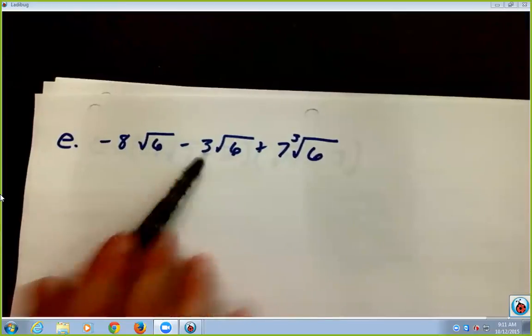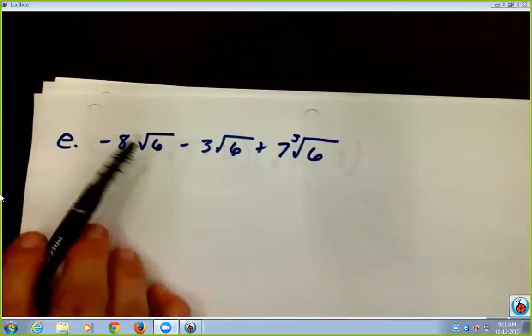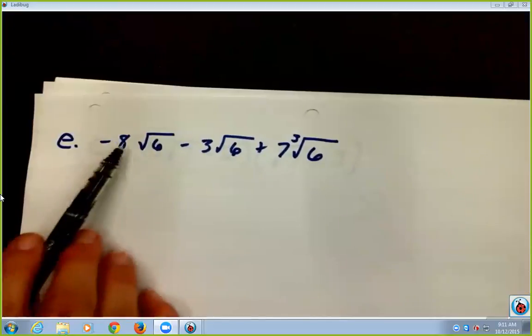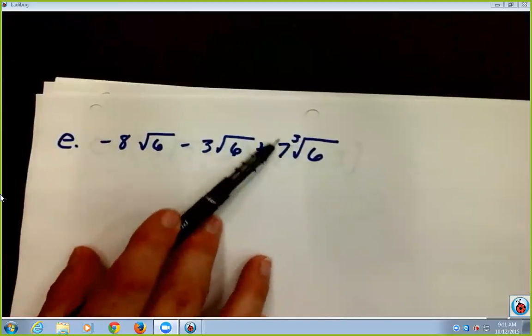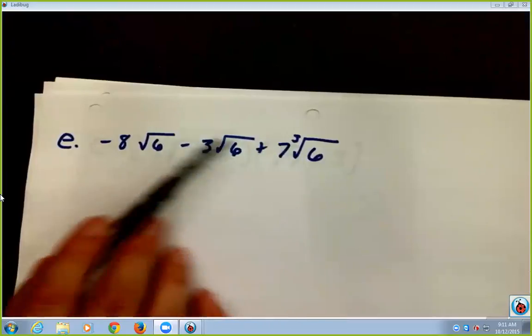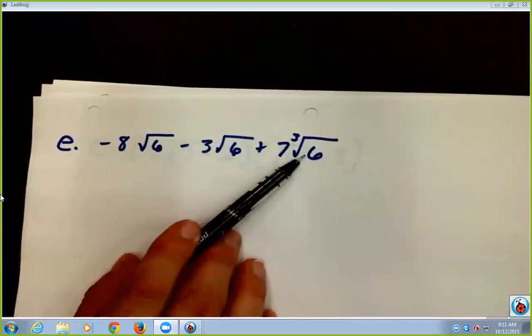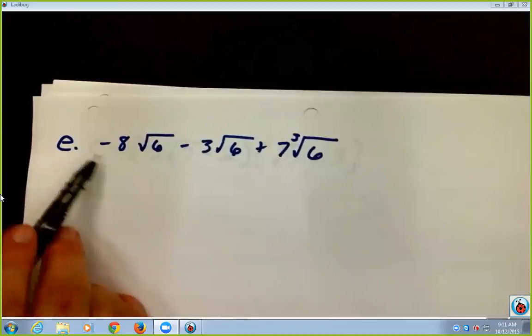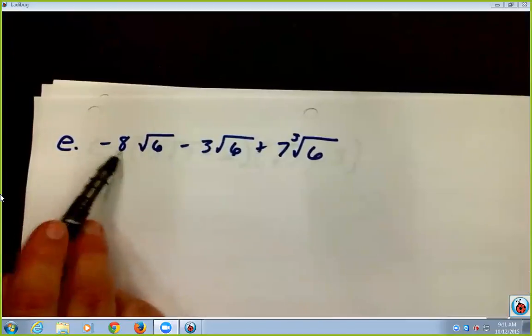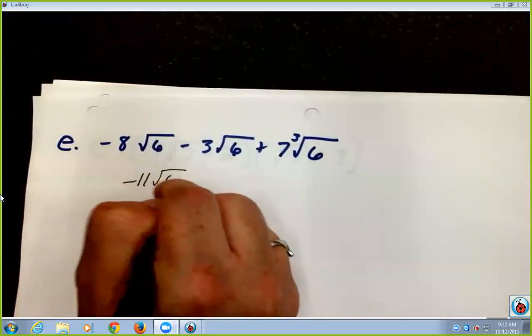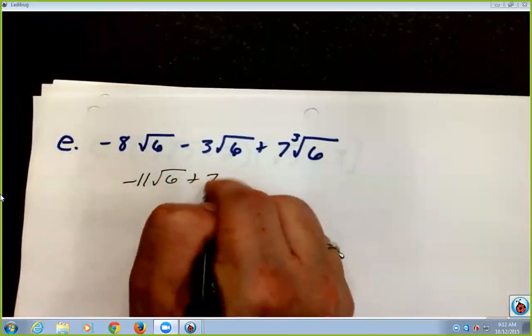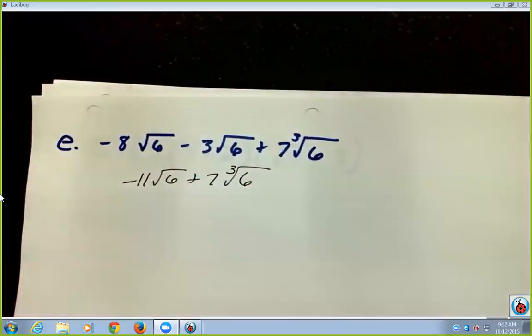The radicands are all 6s, so that matches. The indexes are 2 and 2 and 3. So as soon as I say a 3, I know that's different. So that's like having a y here. It doesn't match. So the only things I can put together are these two, -8 and -3. -11, the square root of 6, plus 7, the cube root of 6. So I can't bring that piece down and do anything else to it. Okay?